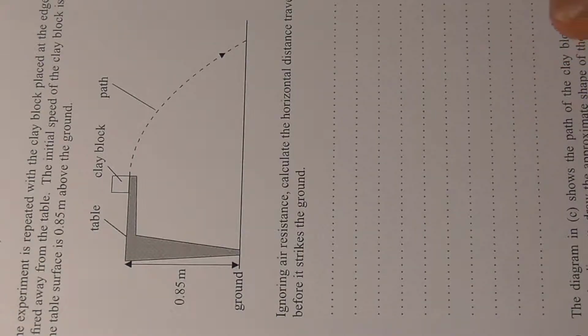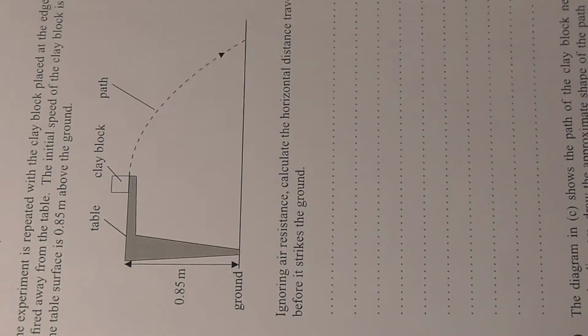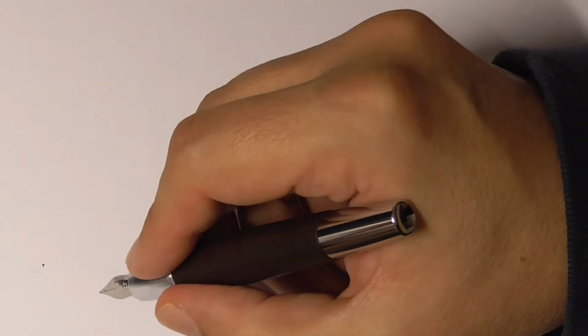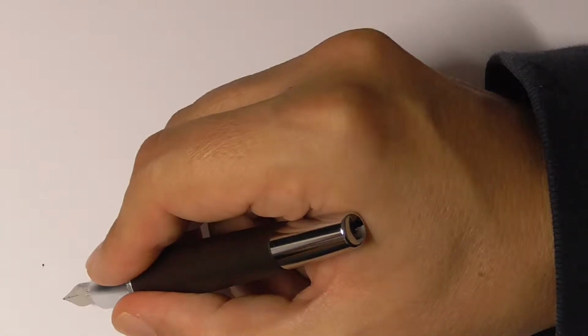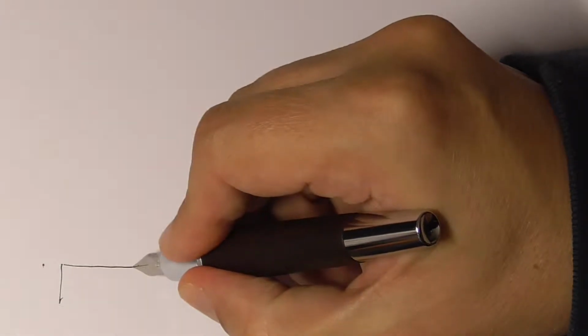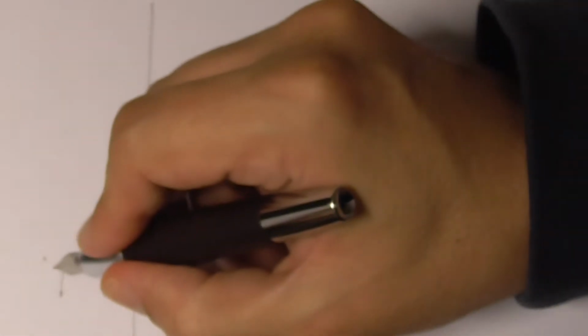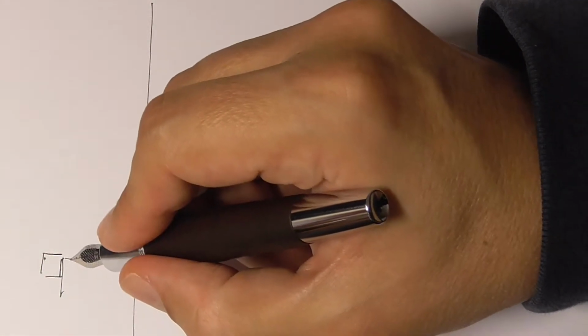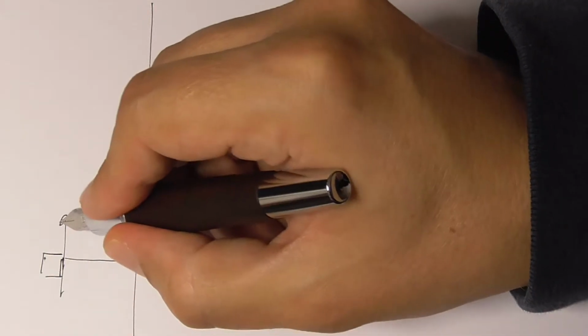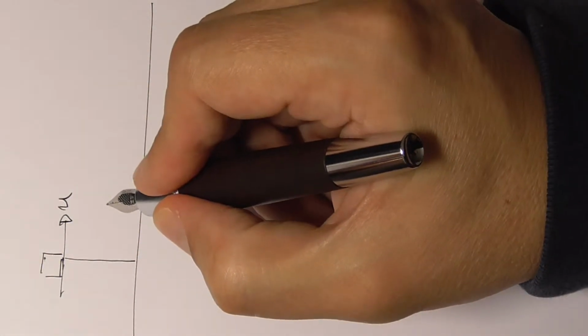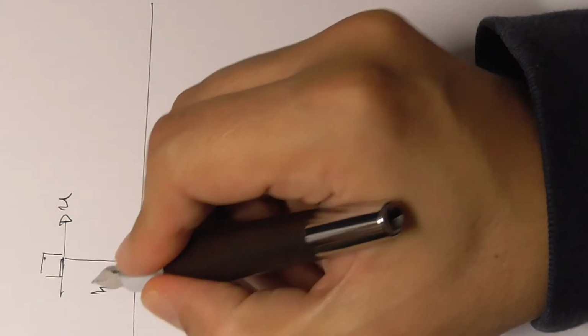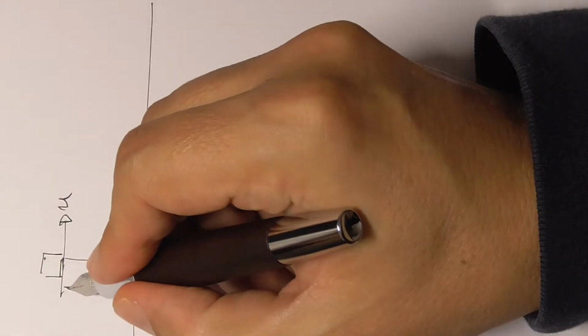So how do you solve this kind of problem? I will do it on a separate piece of paper. So let me draw the diagram again. This was the table, ground, clay block, u, this is the initial speed, h is the height.